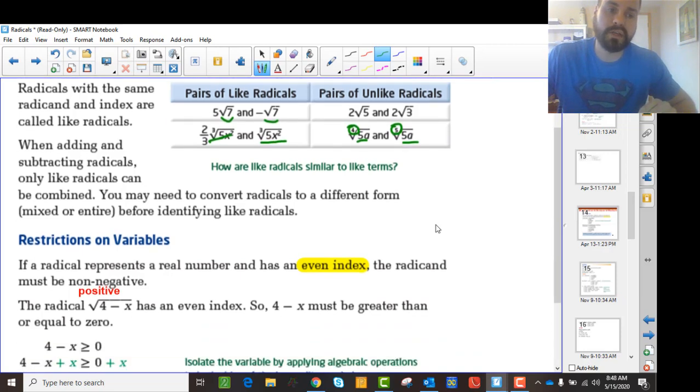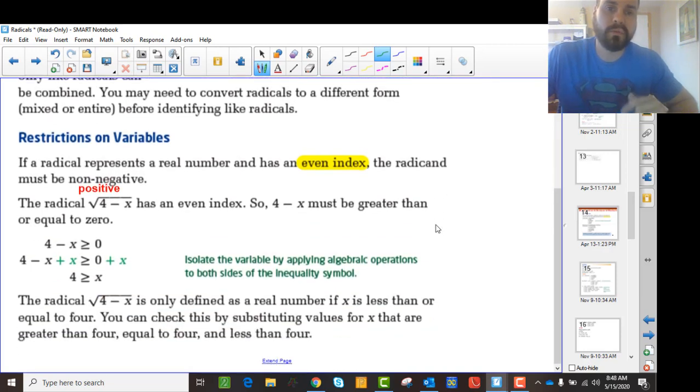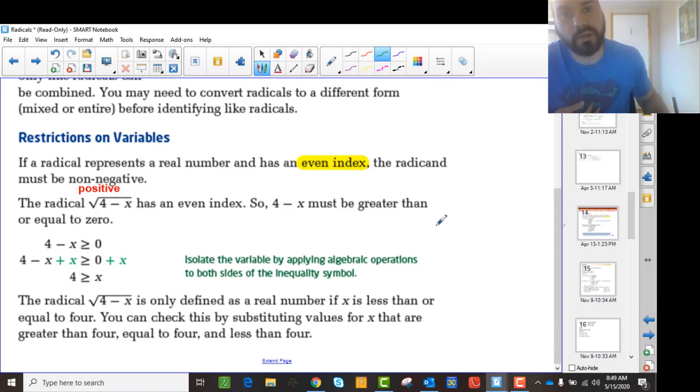But then you also have to understand something about even index radicals. And really the problem with even index radicals is that you can't have a radicand that's negative. It can't be negative. Now, it can be 0, but it has to either be 0 or positive. The reason is that you can't square something, or take anything to an even power, and get a negative number.